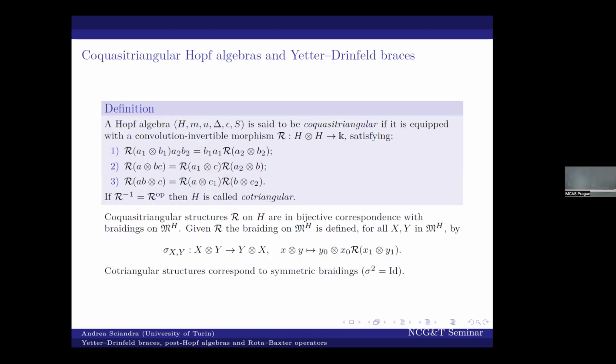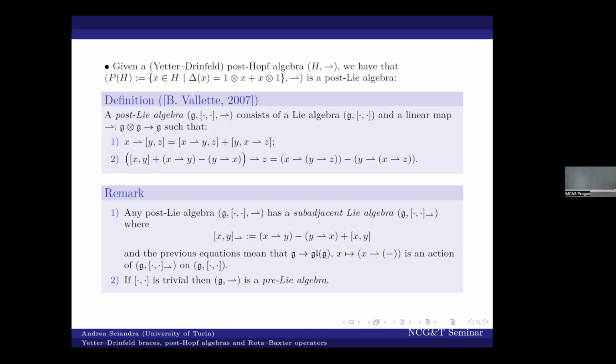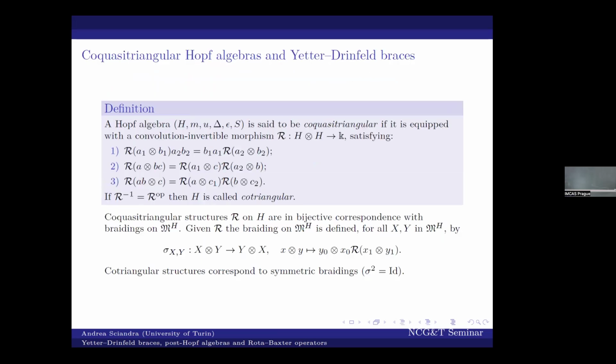And now, this is just to motivate the definition of post-Hopf. So we now know that these 3 categories are isomorphic: match pair of actions, Drinfeld braces, and Drinfeld post-Hopf. And now I want to give some examples coming from co-quasi-triangular Hopf algebras.